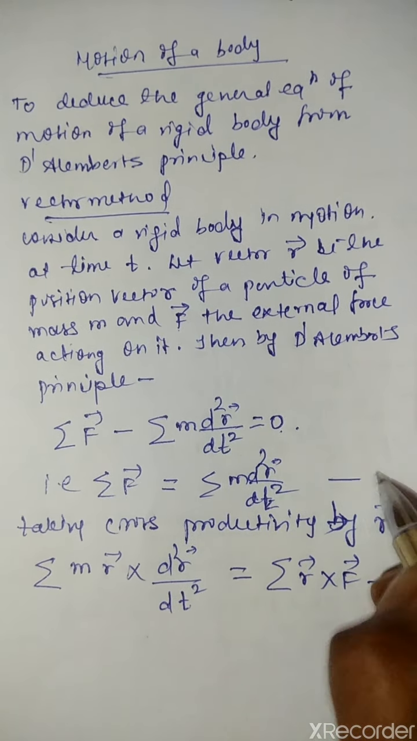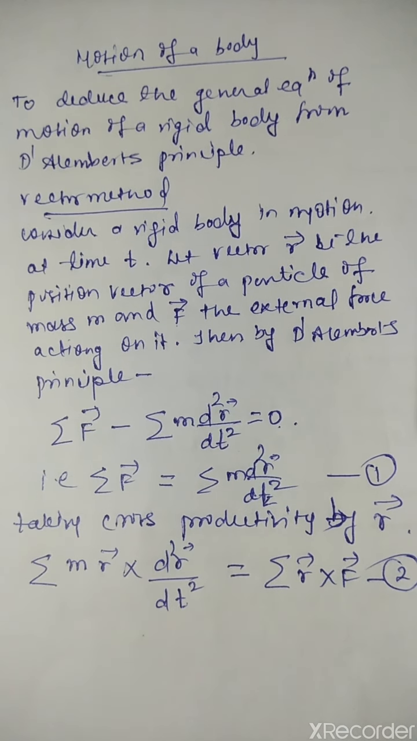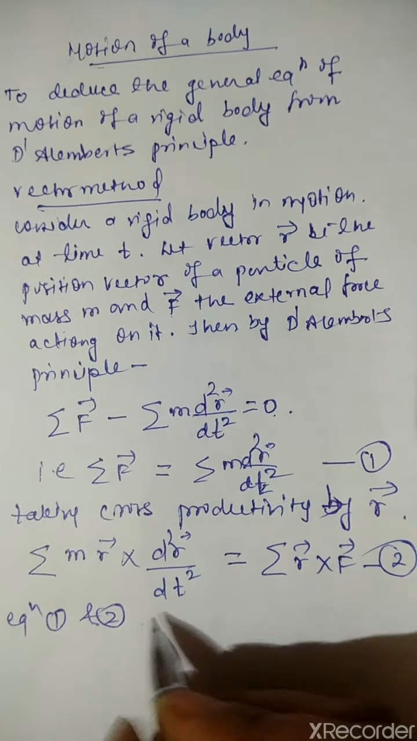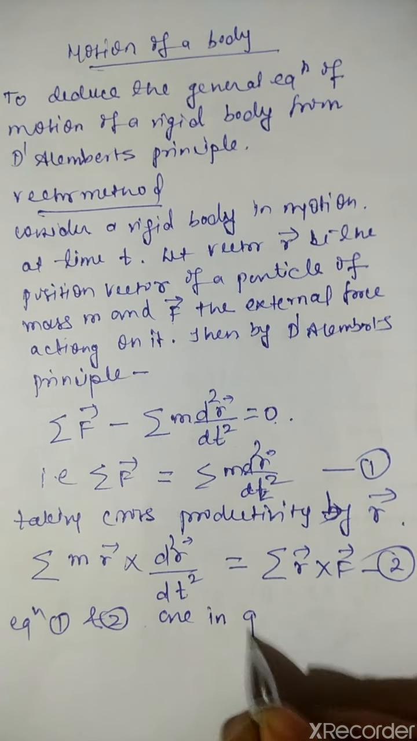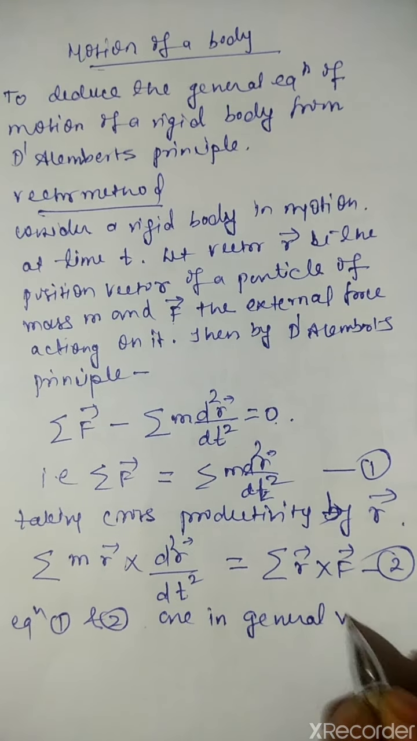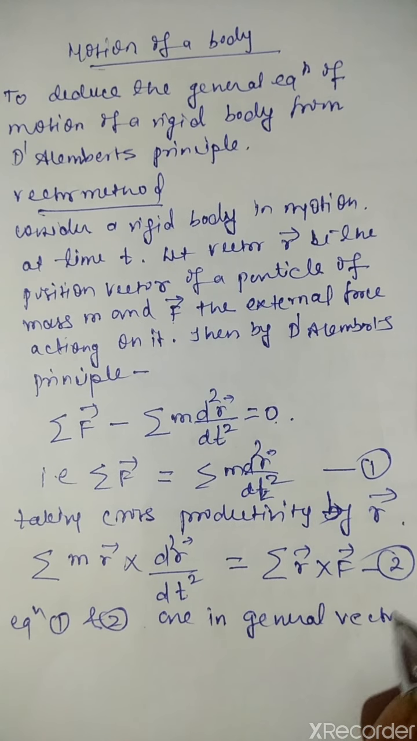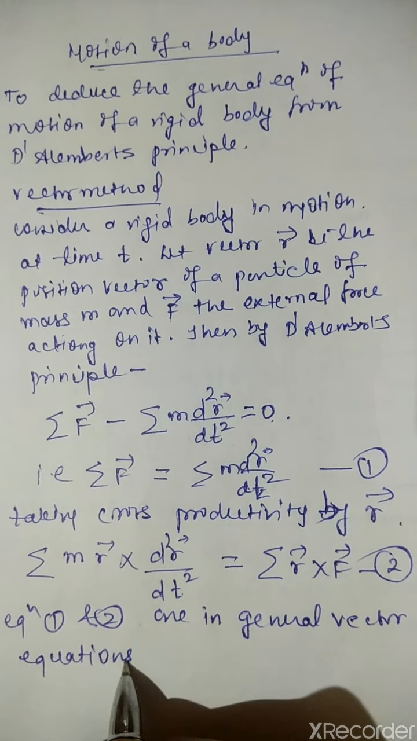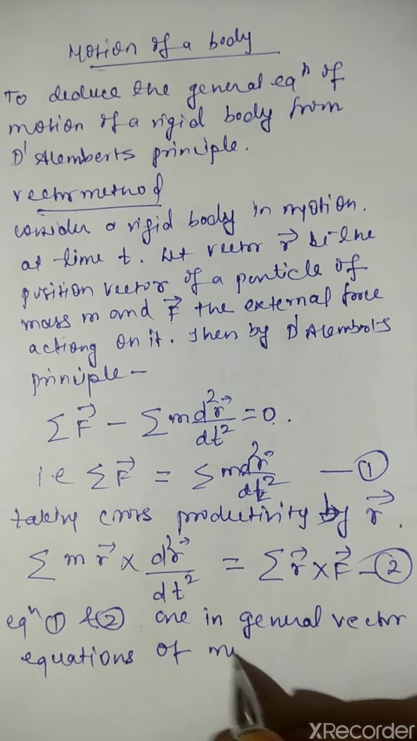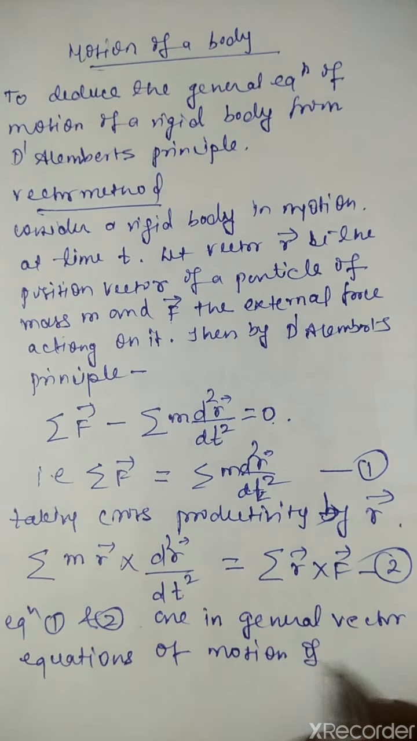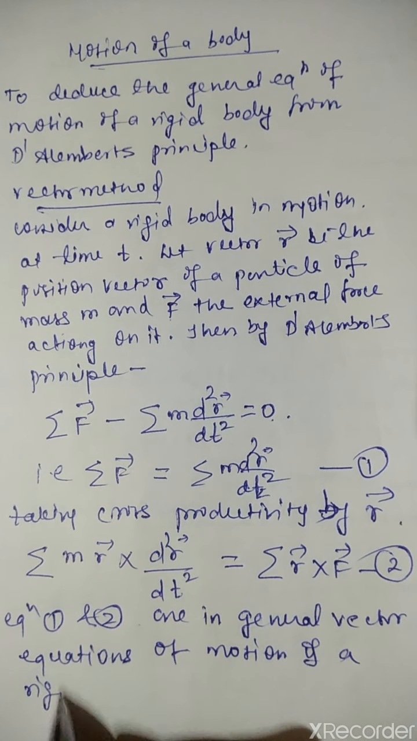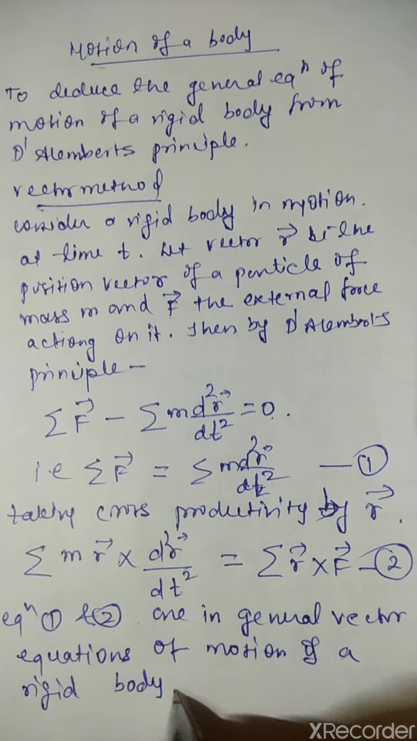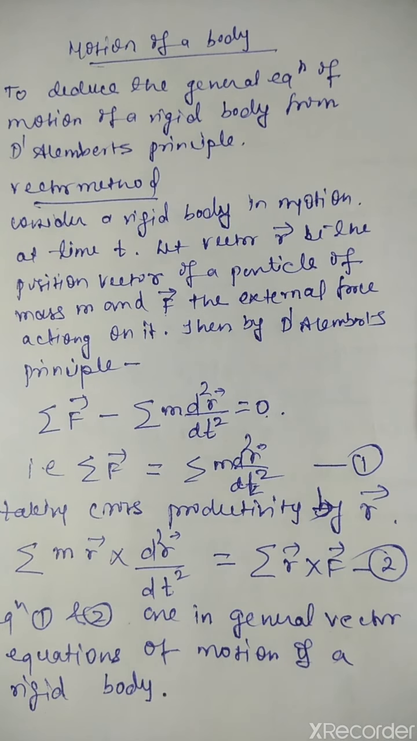Let's put this equation as equation number 1 and this equation as equation number 2. So equations 1 and 2, both these equations, are the general vector equations of motion of a rigid body.